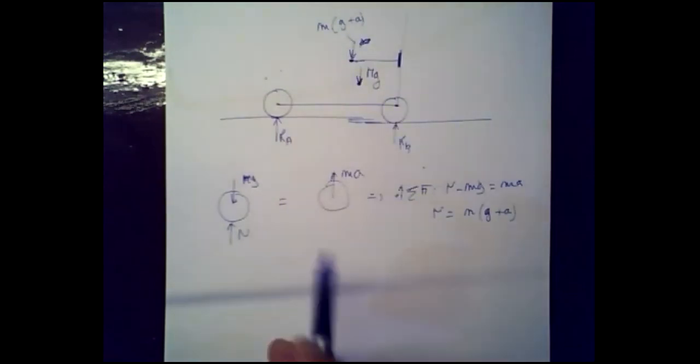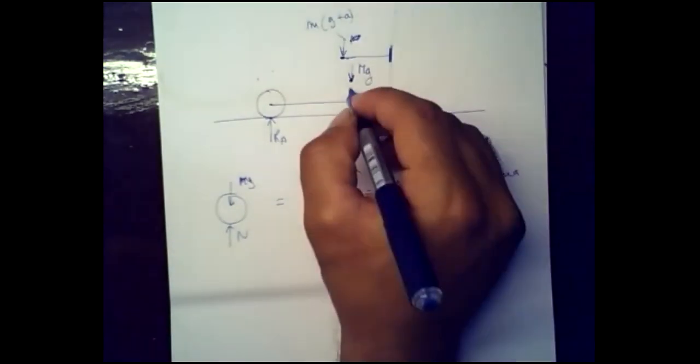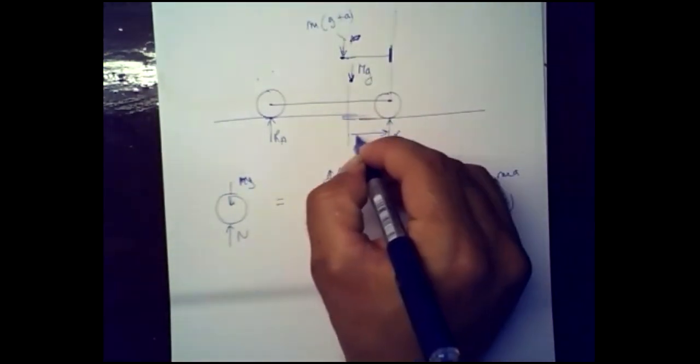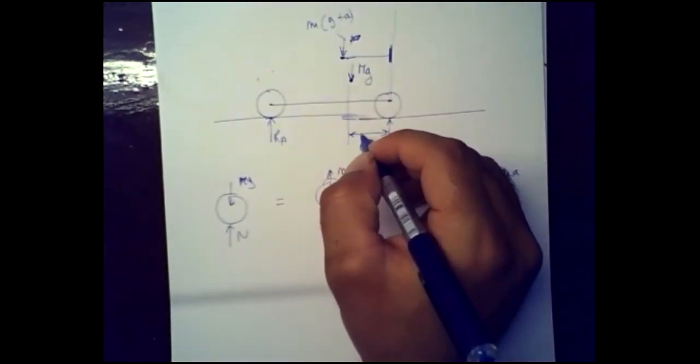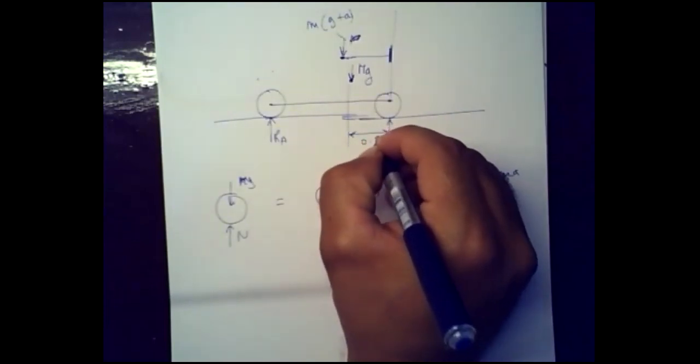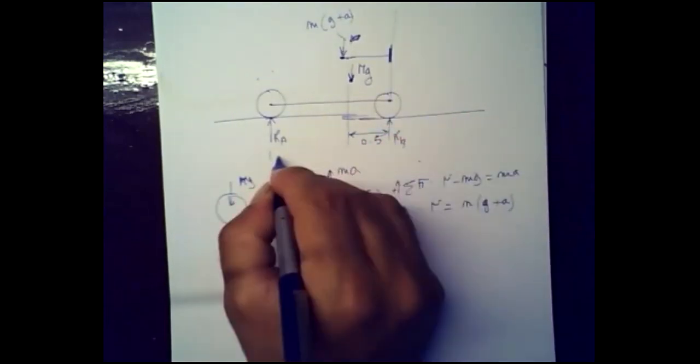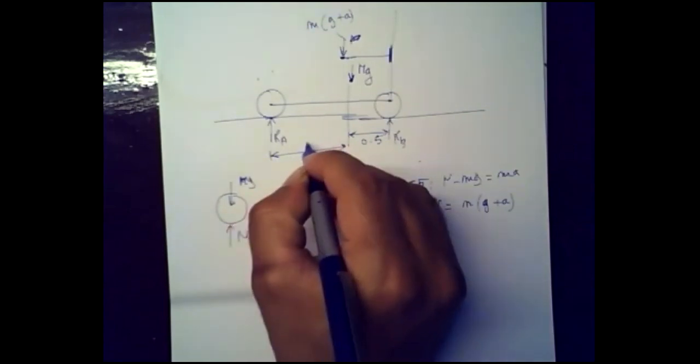Does it make sense? So let us solve that problem. Here we know the moment arm is equal to how much? This one is equal to 0.5, and this one from here to here is equal to 0.75.